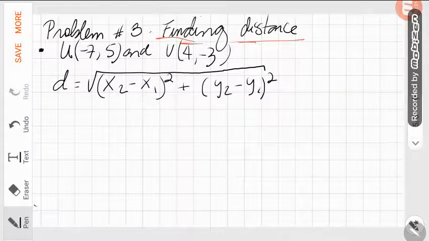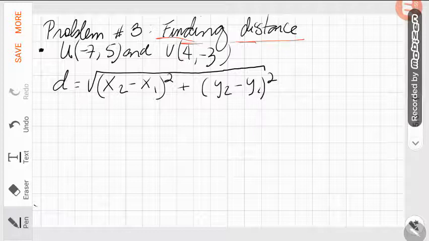The formula for distance is the square root of (x2 minus x1) elevated to the second power plus (y2 minus y1) elevated to the second power.